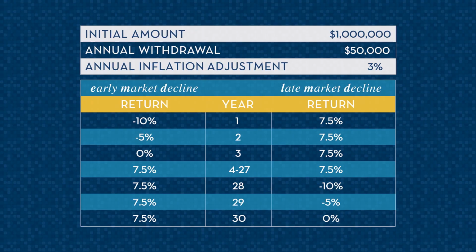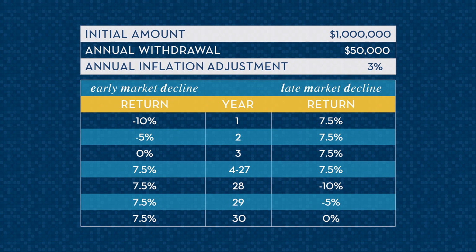So we've got an example to kind of explain the sequence of return risk, if you will. You've got $1 million and you're pulling out $50,000 a year. Let's assume a 3% inflation rate. In this example, essentially we have two different scenarios, and in both cases you're generally earning about 7.5%. But in each case, you have 3 years that are lower. You have 1 year that's minus 10%, 1 year that's 5%, 1 year that's flat, 0.